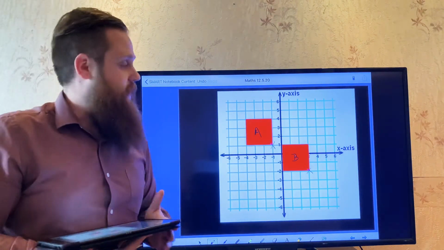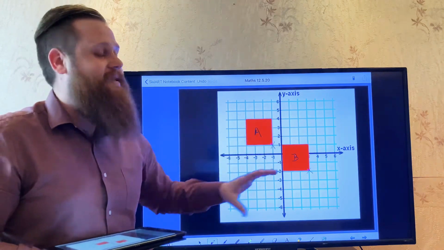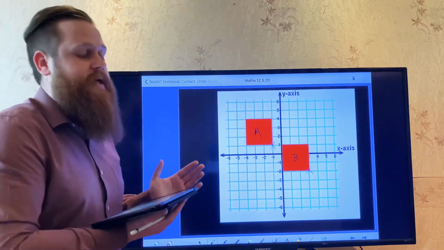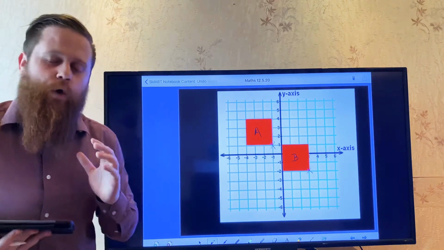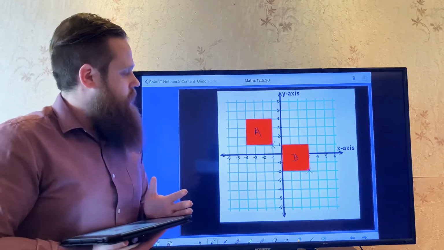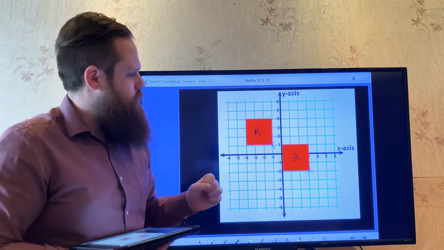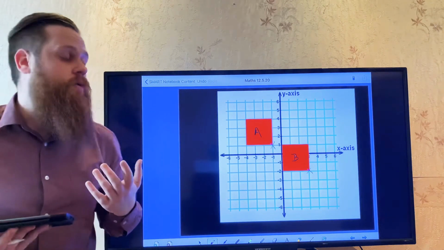Final two parts here now. We're going to look, first of all, at translation. That basically means the movement of the shape. So I've got shape A and shape B. What you're now going to have to work out is, how's this moved? You're going to have to describe how this has moved.